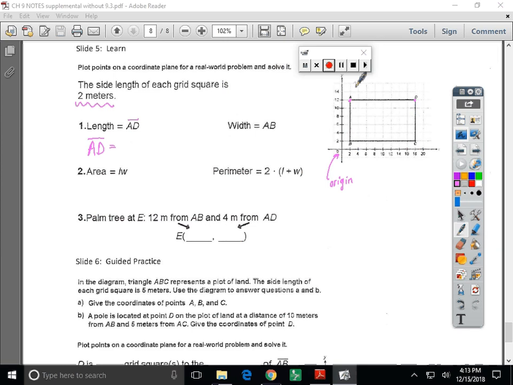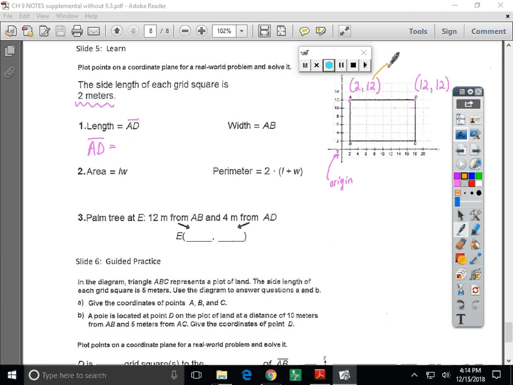How far to the right is A? 2, right? Lands on the 2. How far up is A? Oh, here it is. It stops at the 12, heading upwards, like a line of latitude. How about point D? Which way did I have to move first? To the right, to our 12. That's your x value. And then what did we have to do next? We had to move upwards, to the 12, a positive 12.